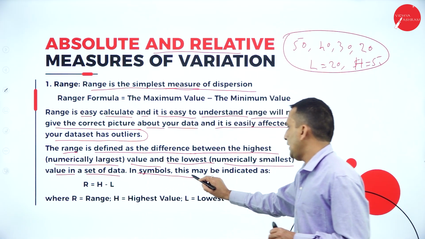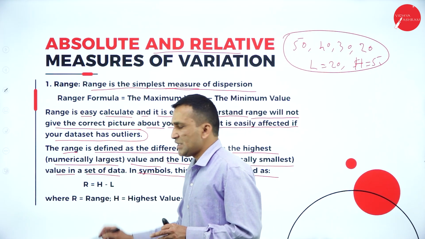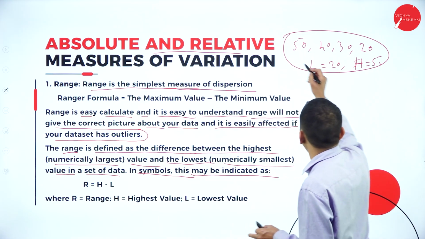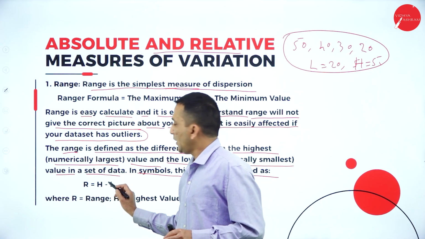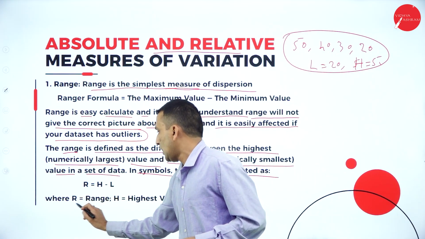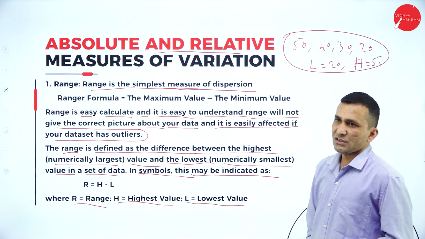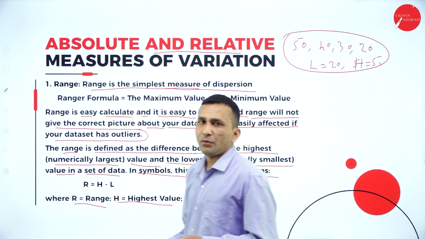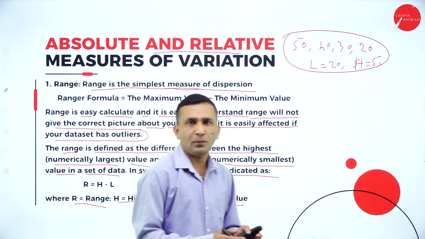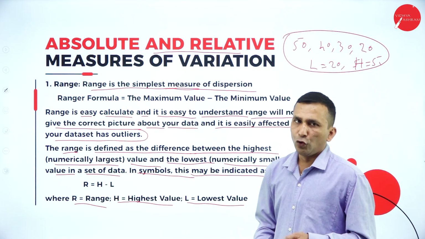Symbolically, when we are representing it, R is equal to range, H is equal to the highest value, and L, with a minus sign, is the lowest value from the data set. R is range, H is the highest value, L stands for the lowest value. When you are trying to solve the problem based on discrete ungrouped data, grouped data or continuous data, then you are getting more clarity.